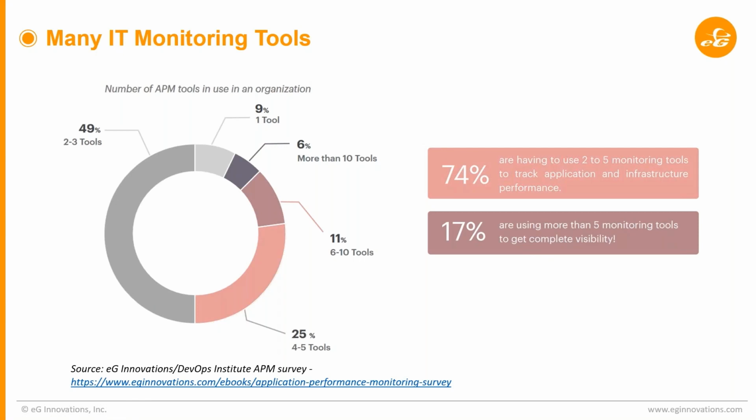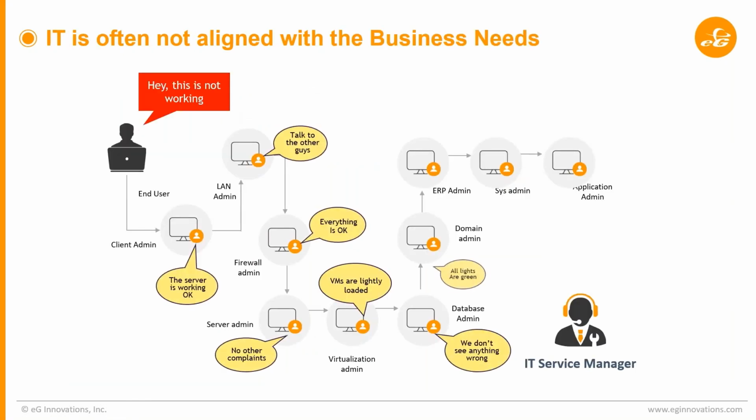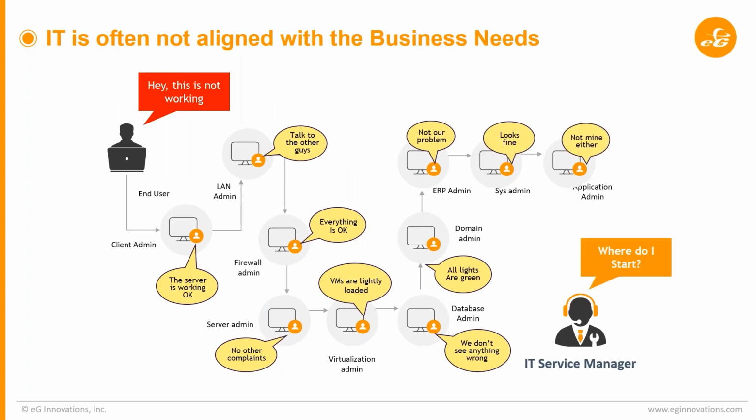So there are too many tools in the enterprise, and often these tools are bought in a siloed manner. They're used by different administrators in the organization. So it's not as if one administrator, one central entity has access to all these tools. Your LAN administrator probably has access to the network monitoring tools. Your server admin has access to the operating system monitoring tools. Your virtualization admin is looking at the virtualization tools.